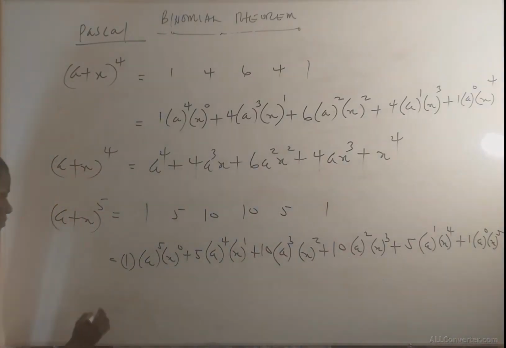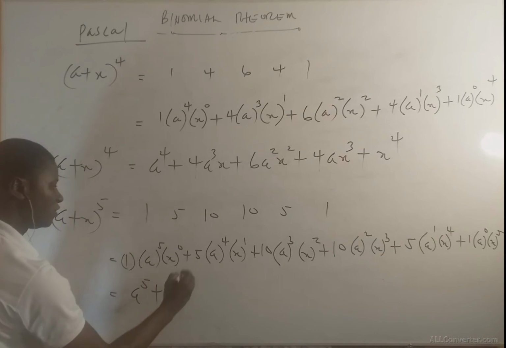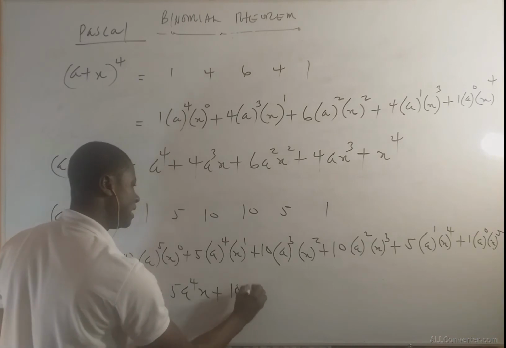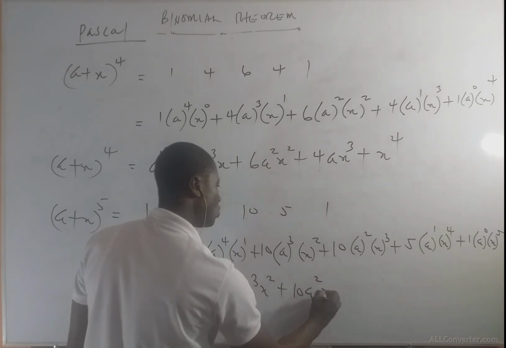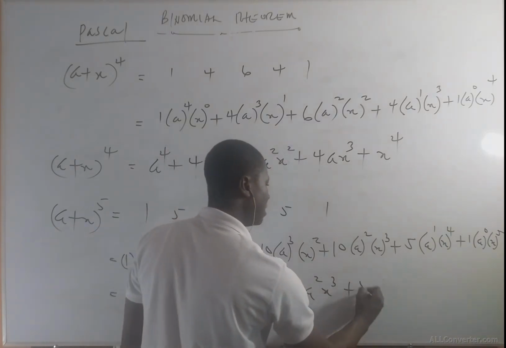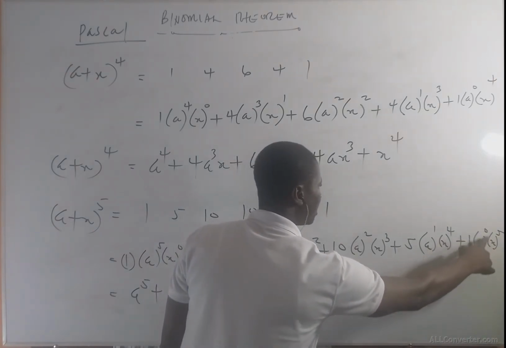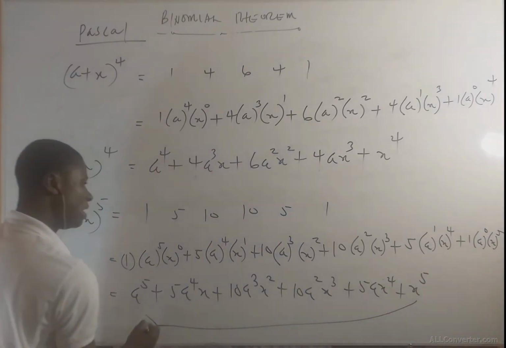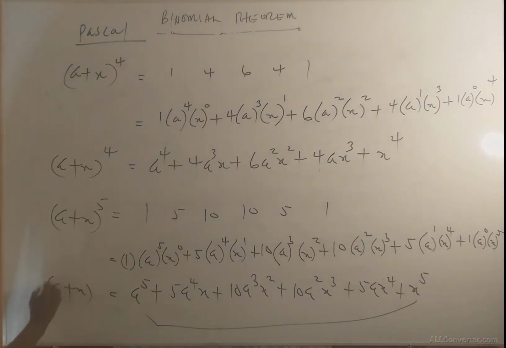So you try to simplify this. Then x raised to the power 0 is 1. 1 times a raised to the power 5 times 1 is a raised to the power 5 plus. If you simplify this, you are getting 5a exponent 4 times x. Then you are getting 10a cubed x squared. Then you have 10a squared x cubed. Then you have plus 5a times x raised to the power 4. Then a raised to the power 0 is 1. 1 times 1 is 1. 1 times x raised to the power 5 is x raised to the power 5. So this will be the expansion for a plus x exponent 5.